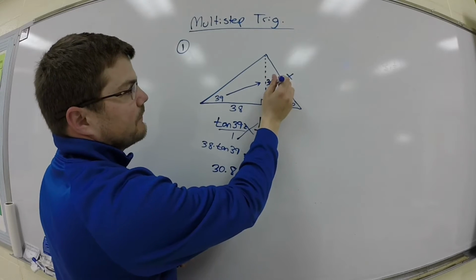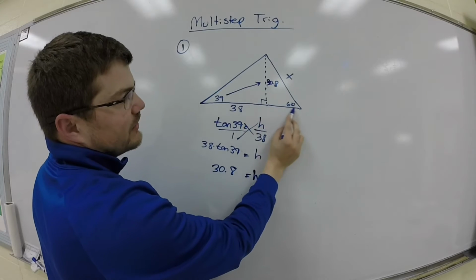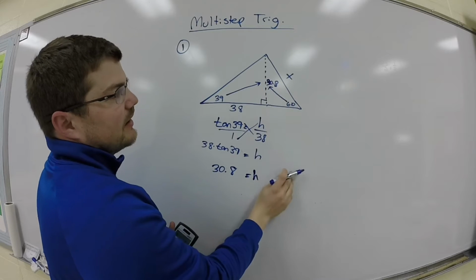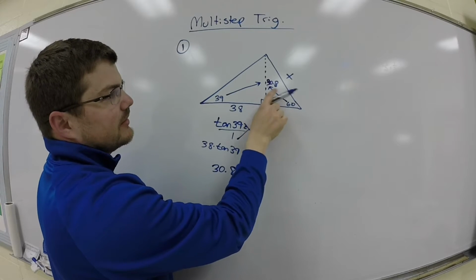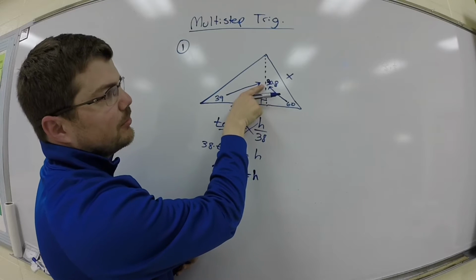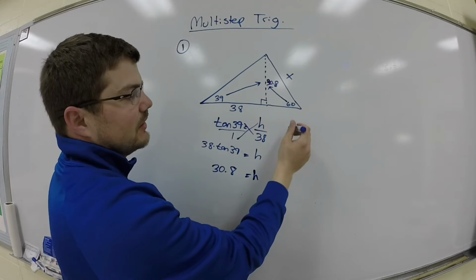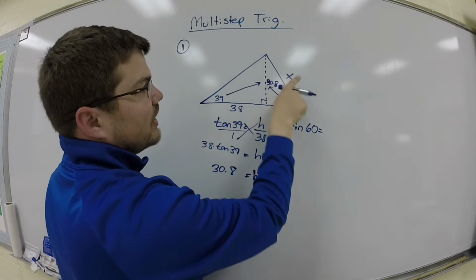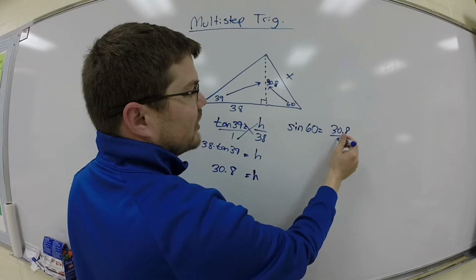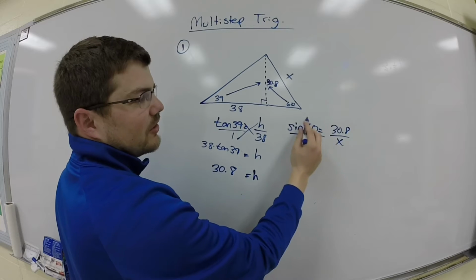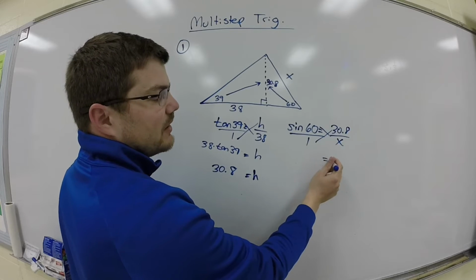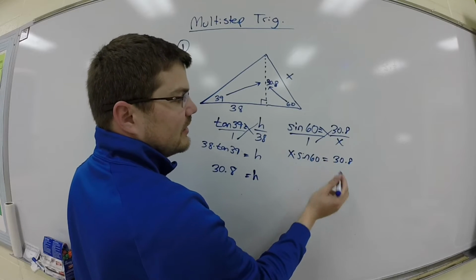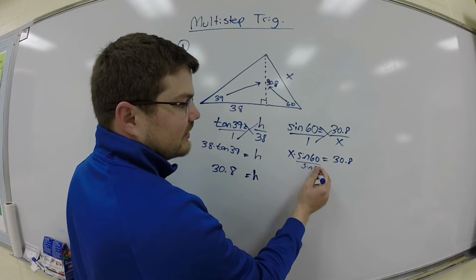All right. Now we're going to focus on this right triangle, and we're going to use 60 for theta, and we're going to use sine because I have my opposite now, which is 30.8, and we're going to find the hypotenuse. So sine 60 equals opposite over hypotenuse, 30.8 over my hypotenuse, which is x. All right, so let's cross multiply and get x by itself. So cross multiplying, we get 30.8 equals x times sine 60. And let's get x by itself. We divide by sine 60 to both sides.